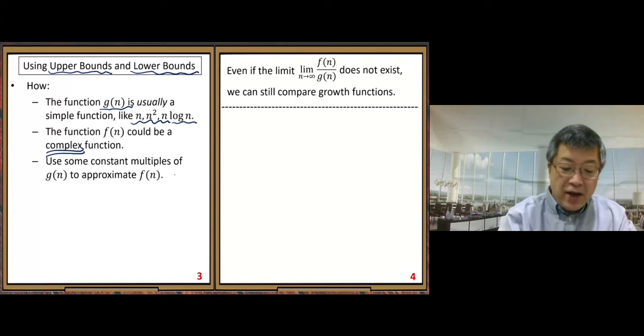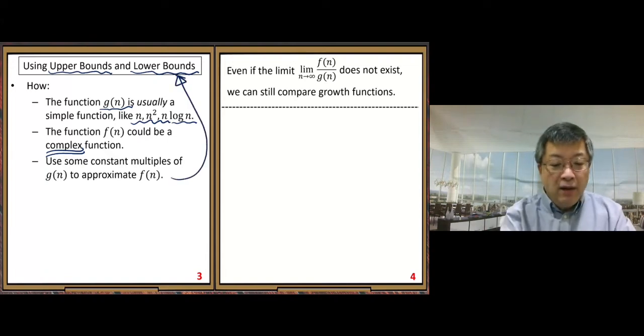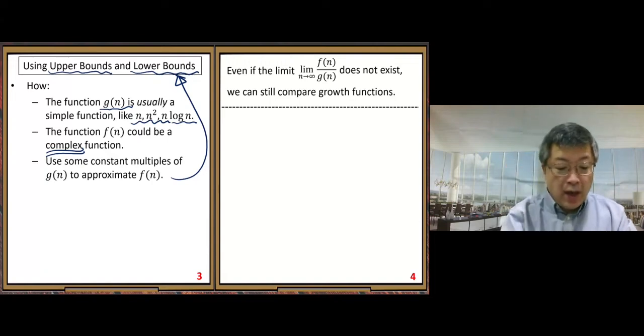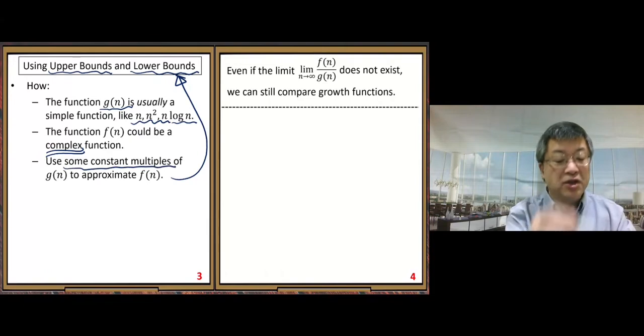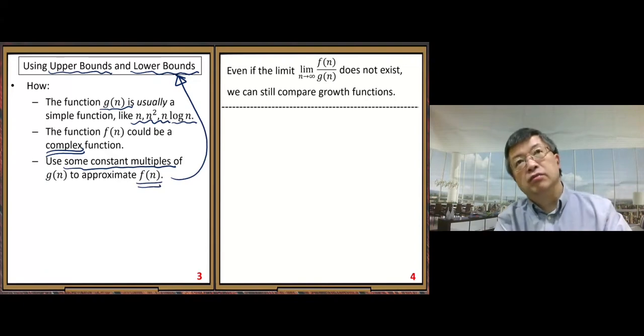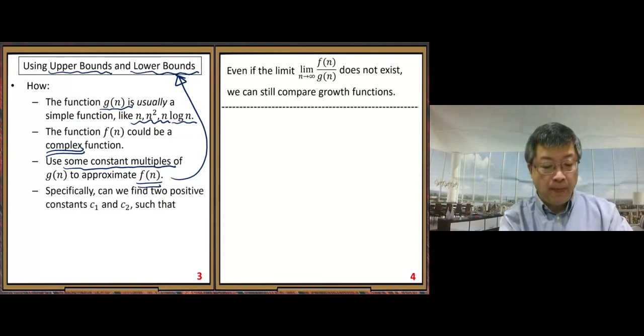So the idea is this: upper bound, lower bound. What kind of upper bound? What kind of lower bound? Some constant multiple as the upper bound and lower bound for our goal function, f of n, that's our function to be studied.